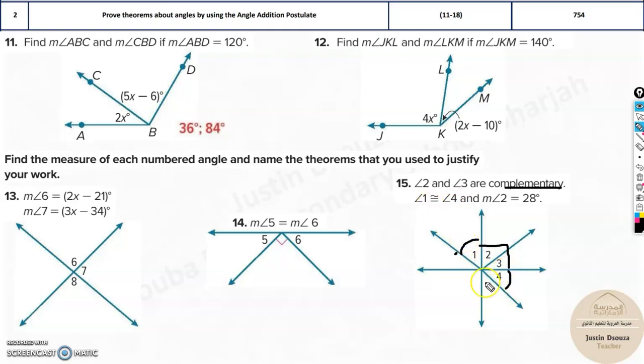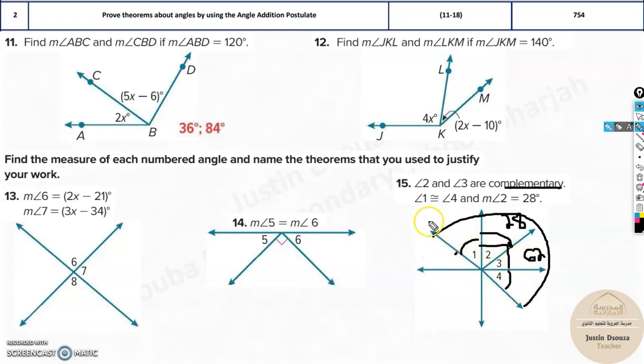Whereas 1 and 4, they have told this is equal to this. These both are equal, 1 and 4. And they have given you this measure. So if they have told you angle 2, you can easily find this is 28. So what is the remaining angle? 90 minus 28. It will be 62. So this will be 62. Now, this total is a supplementary, right? Total is a straight line. So you know this 28, this is 62.